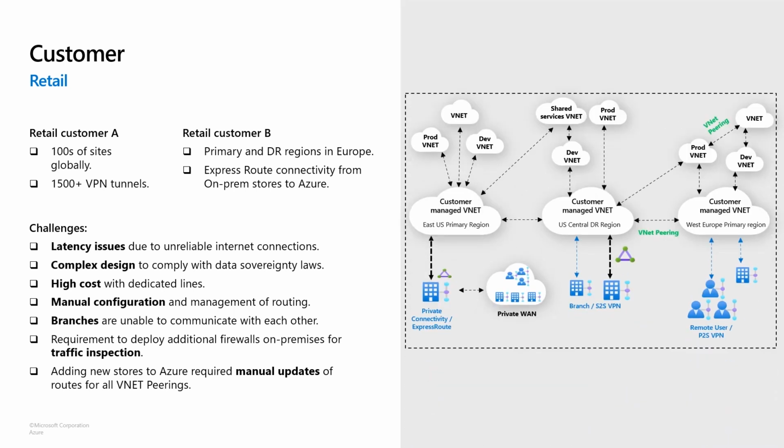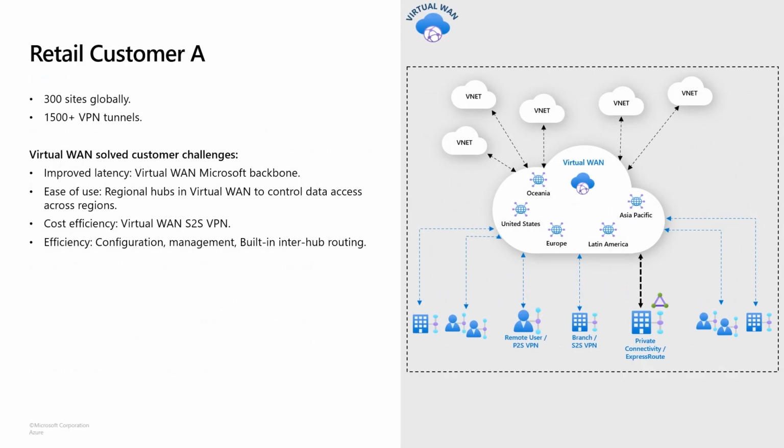So when we start looking at the topology, it starts to look like this. Multiple VNets or networks, and then you start stitching up the networks. You have hybrid connectivity, on-prem connectivity coming in, trying to access all these resources, and soon it becomes very complicated. So this customer A basically did the same. They set up multiple regions, they set up a bunch of hubs, they set up a bunch of spokes, and they improved their latency, they got ease of use, they got cost efficiency through virtual WAN site-to-site VPN, and they also improved their efficiency in configuration and management.